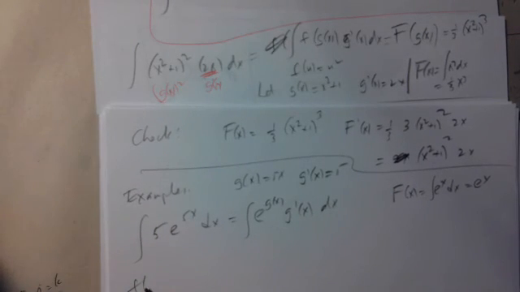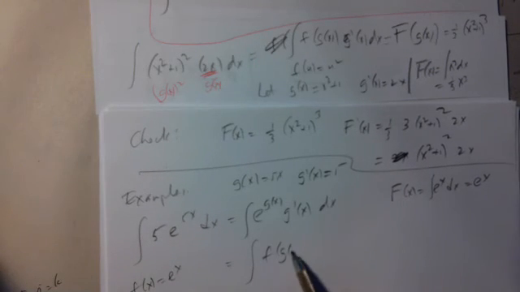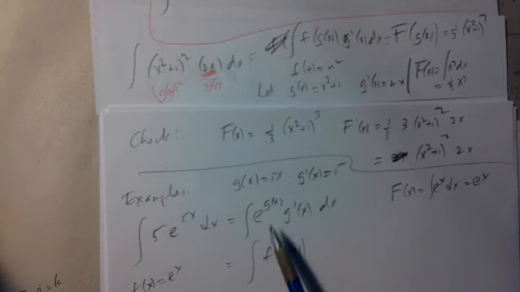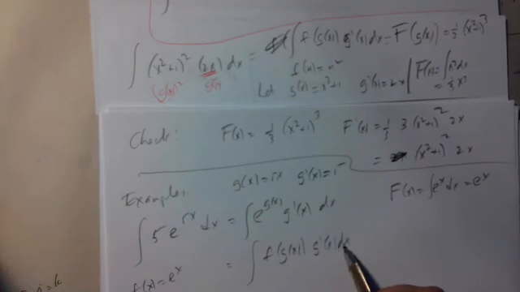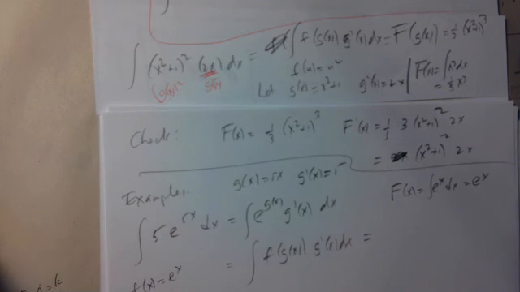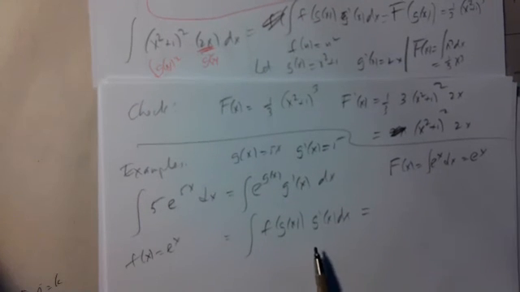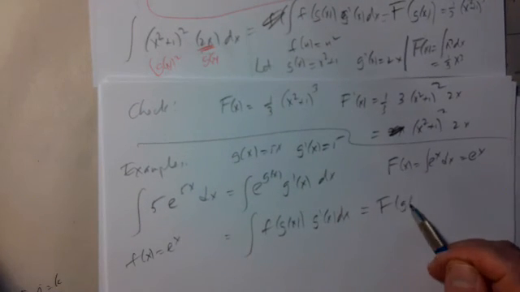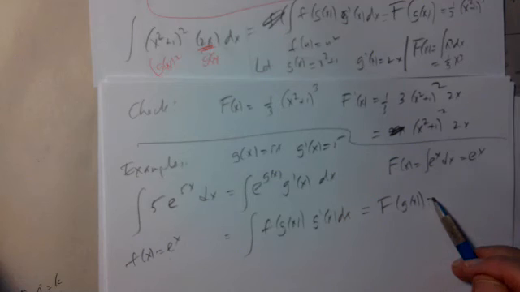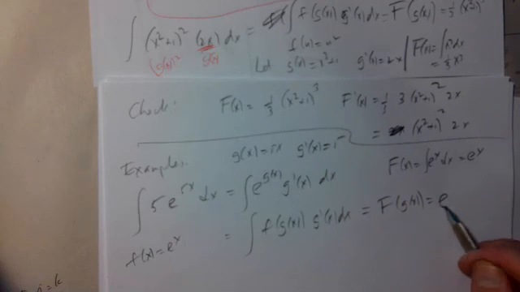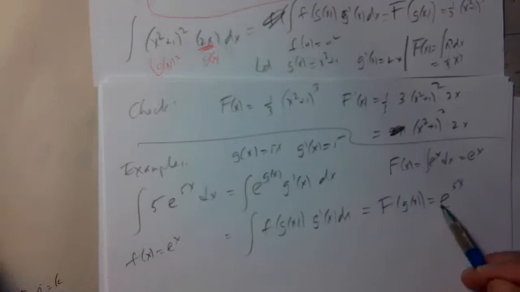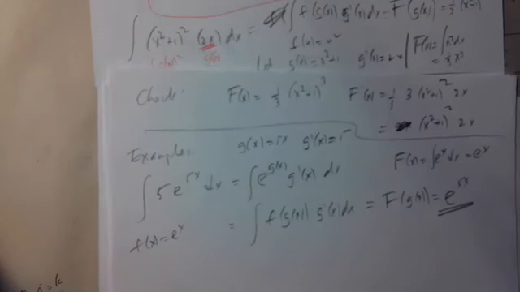If I let f of x be equal to e to the x, this is f of g of x, because that would be e to the g of x, times g prime of x dx. And by the substitution rule, this is capital F of g of x. That's capital F of x is e to the x. This is e to the g of x, e to the 5x. So that's the answer.